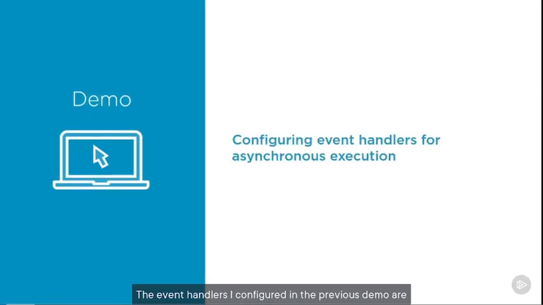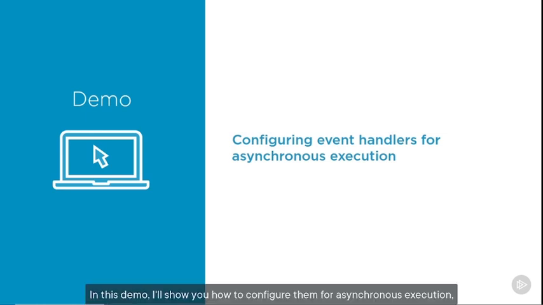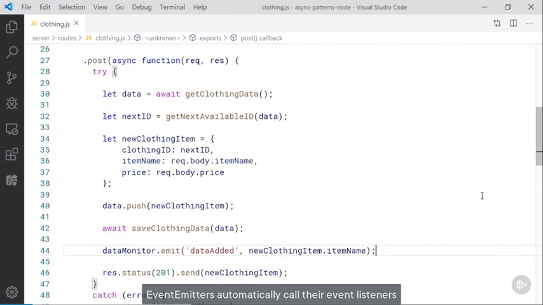The event handlers I configured in the previous demo are currently executing synchronously. In this demo, I'll show you how to configure them for asynchronous execution if that's what you determine you need in your app. Event emitters automatically call their event listeners synchronously in the order they were registered.